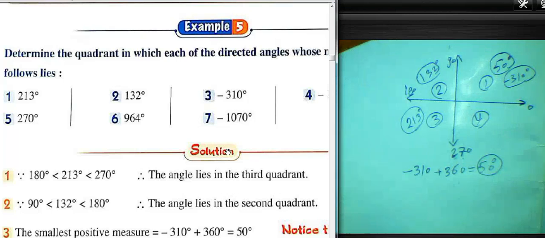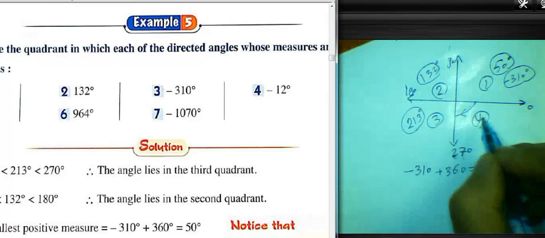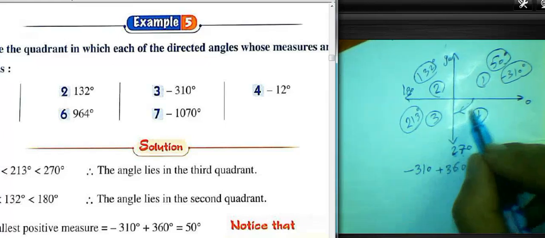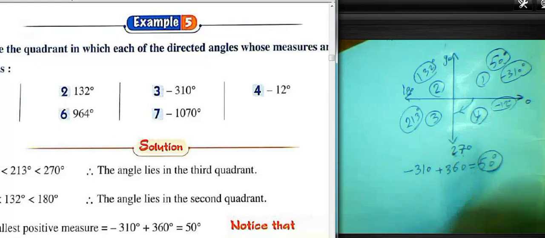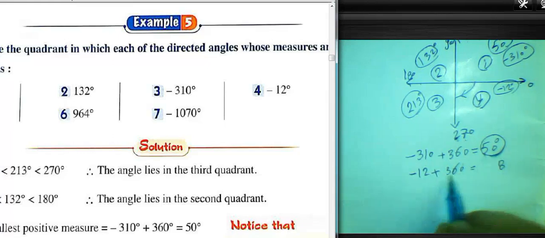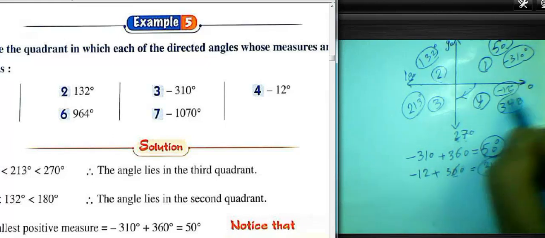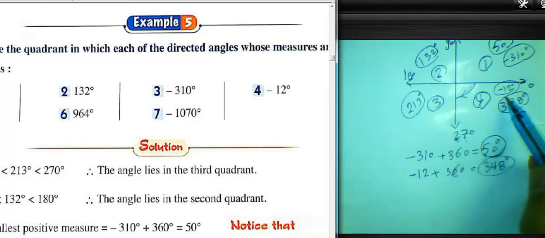Question number 4. Negative 12 lies here in the fourth quadrant. You can find it by your mind, negative 12 in the fourth, or you can find it by adding 360. 10 subtract 2 equal 8. 5 subtract 1 equal 4. 3. It lies here, 348. So negative 12 lies in the fourth quadrant.